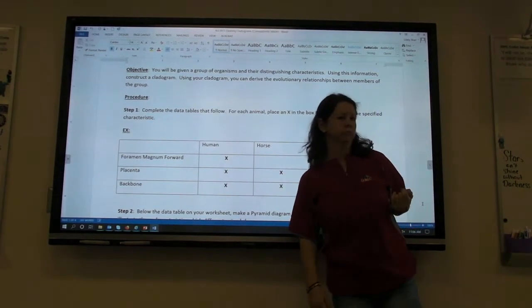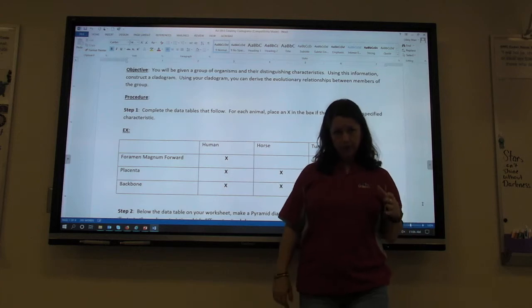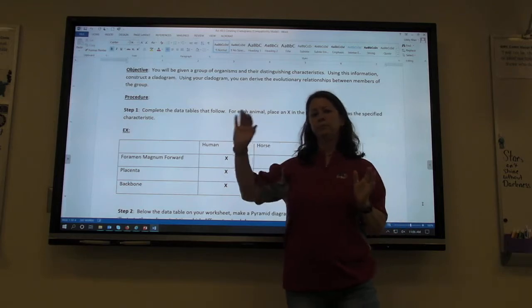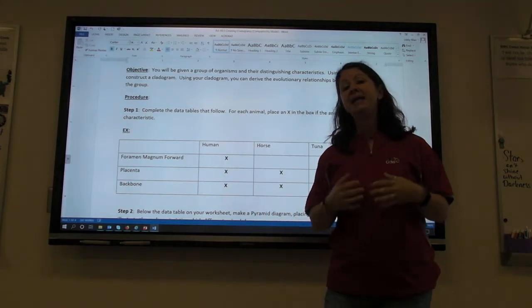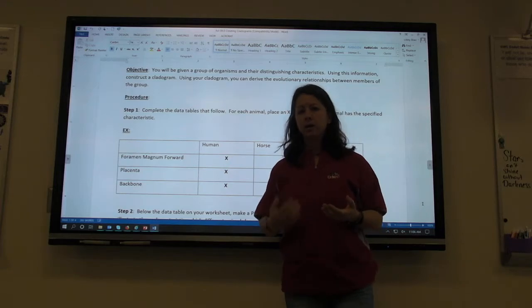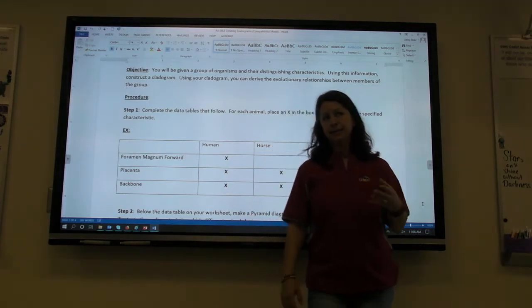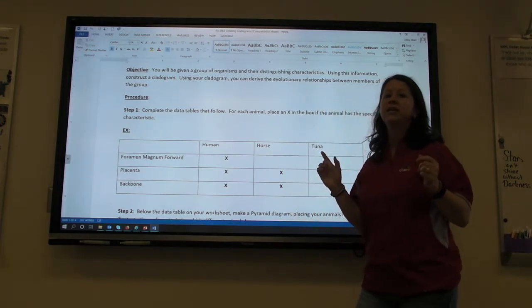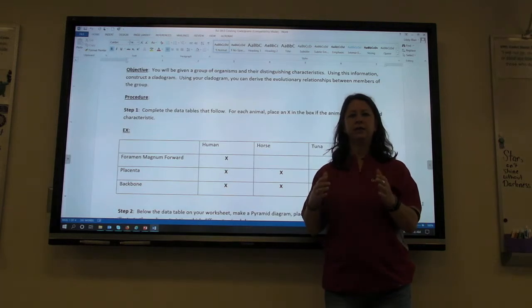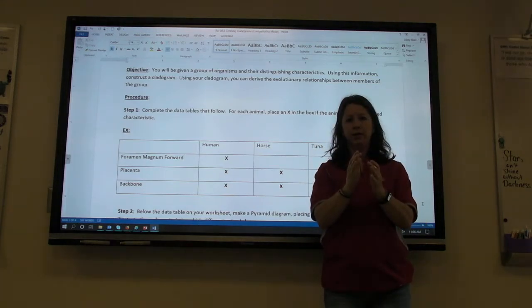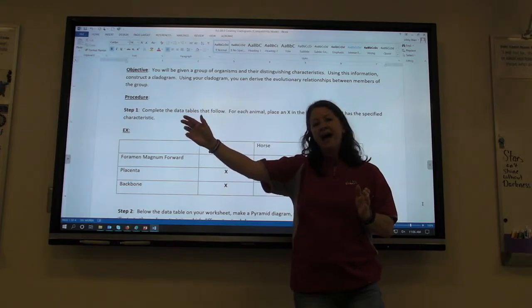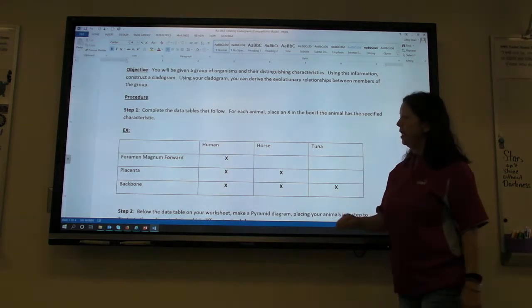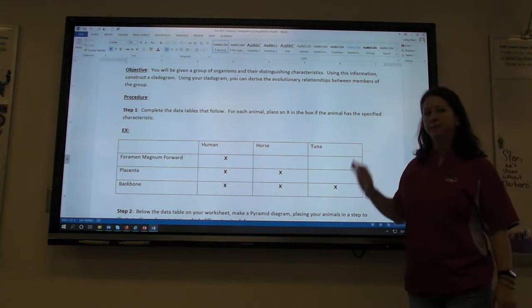These are your cladograms. All right, now what cladograms are used for is to establish relationships between organisms based on shared characteristics. And literally what scientists are looking for when they create cladograms is they are looking to see what characteristic newer organisms have that older organisms do not have. All right? And so that is kind of the purpose of this step by step.